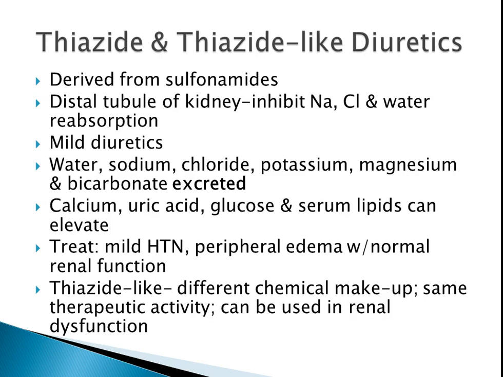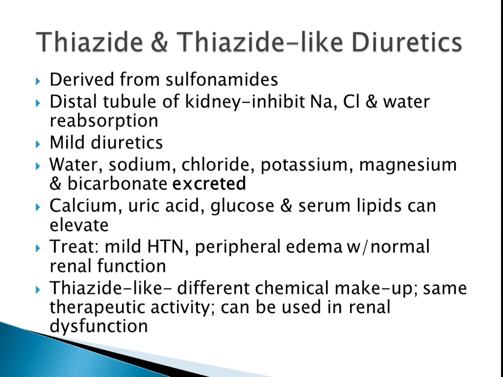Now, I want you to know what the patient loses and what the patient retains. You lose water, sodium, chloride, potassium, magnesium, and bicarbonate. What that is determined by is probably the size of the pore in the membrane in the kidney and the size of the molecule of the substance. So these are probably real small molecules. Calcium, uric acid, glucose, and lipids go up. Those are large molecules, okay? So know what you retain and what you lose.